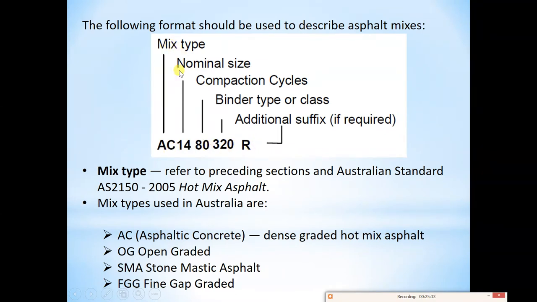For example, for this asphalt to be used, we call it AC14 80 320R. In this name, the first part, AC, is the mix type. AC means asphaltic concrete, which means dense graded hot mix asphalt. If you have other types, it could be OG, SMA or FGG.